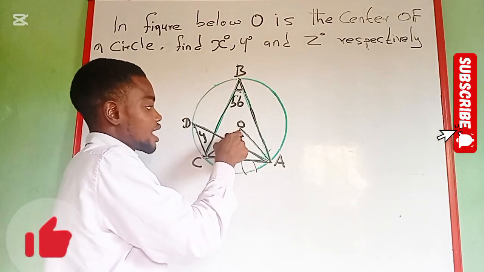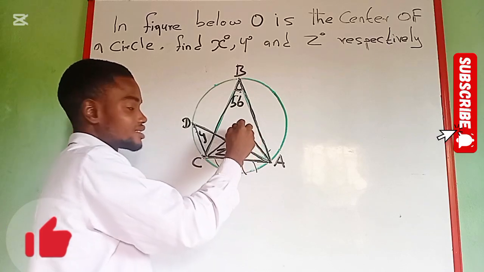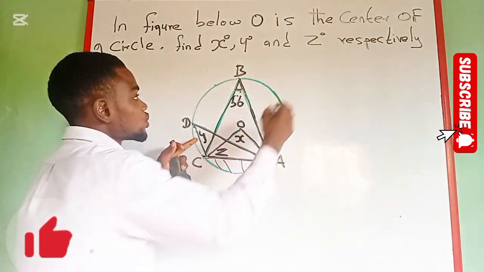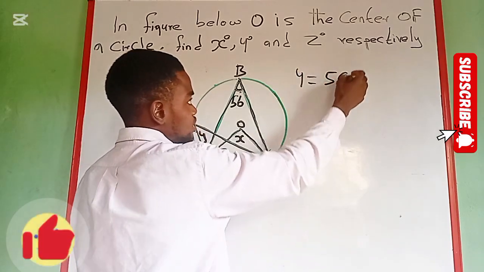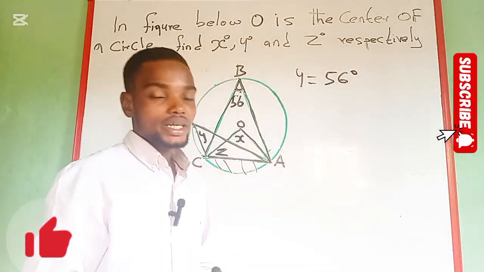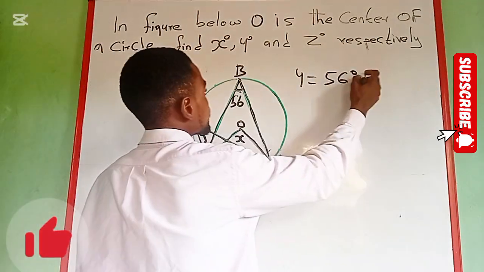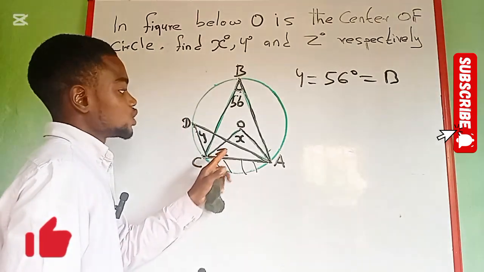But what of this angle here? You can see that this one that emerged from this chord stops at the center. So it is not touching the circumference, hence they are not equal. So we can now say that y is equal to what? 56 degrees. You put it in a bracket because they are angles in the same segment, which is equal to B. Okay.